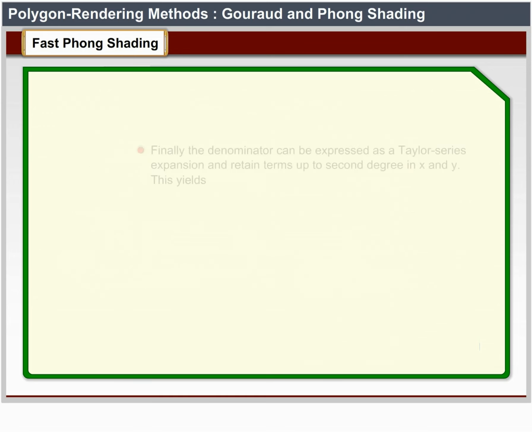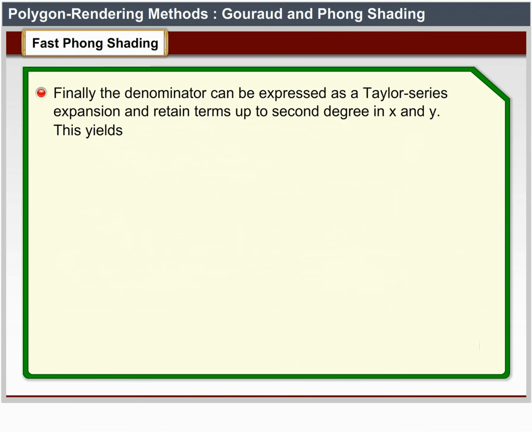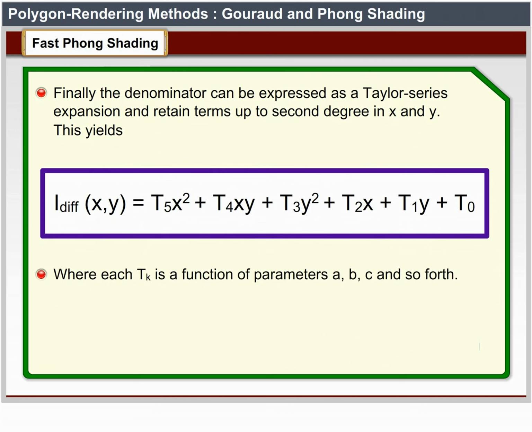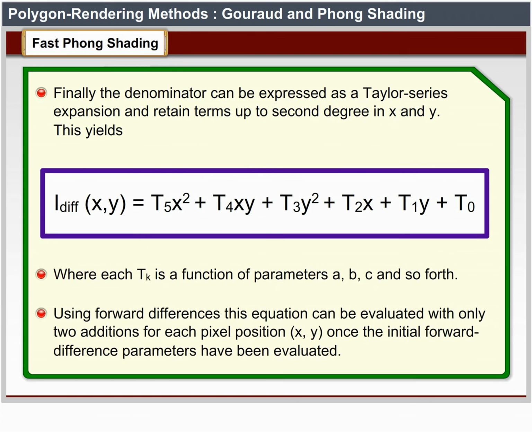Finally, we can express the denominator as a Taylor series expansion and retain terms up to second degree in x and y. This yields I_diff(x, y) = t5x² + t4xy + t3y² + t2x + t1y + t0, where each t_k is a function of parameters a, b, and c, and so forth. Using forward differences, we can evaluate this equation with only two additions for each pixel position x, y once the initial forward difference parameters have been evaluated.